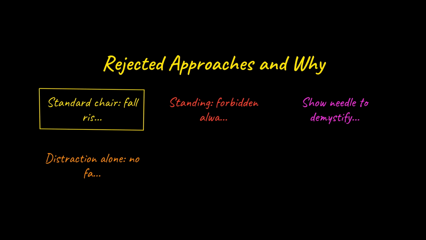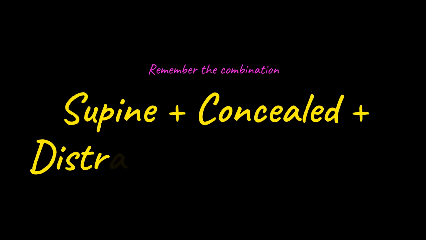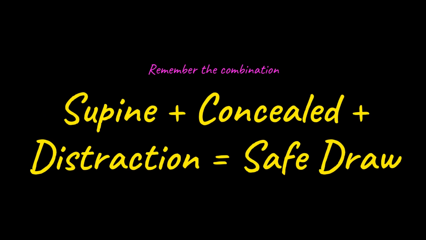The standard chair leaves fall risk unaddressed for high-risk patients. Standing is forbidden for any phlebotomy patient. Showing the needle to reduce anxiety actually worsens vasovagal triggers. Distraction alone, without the supine position, does not protect against a syncopal fall. For any patient with documented vasovagal syncope history, only the full combination, supine positioning, concealed needle, and active distraction, addresses both the physiological trigger and the physical danger of a fall.